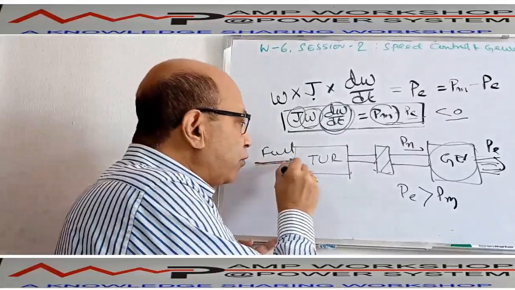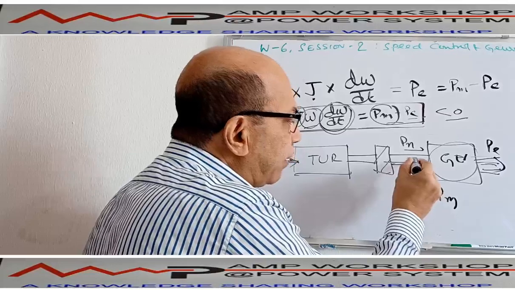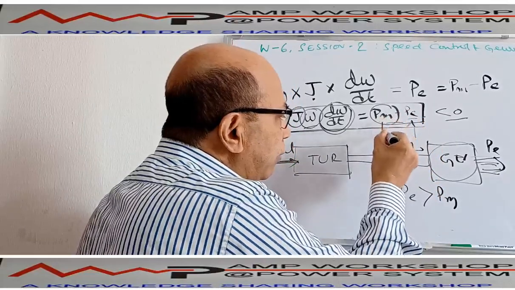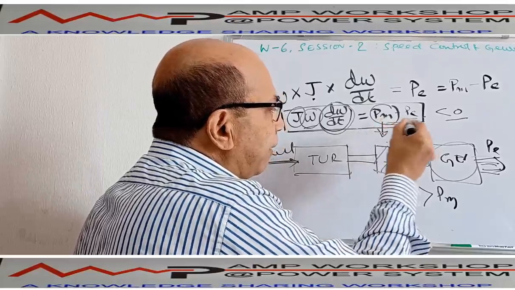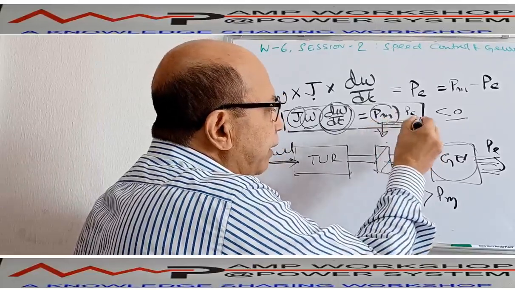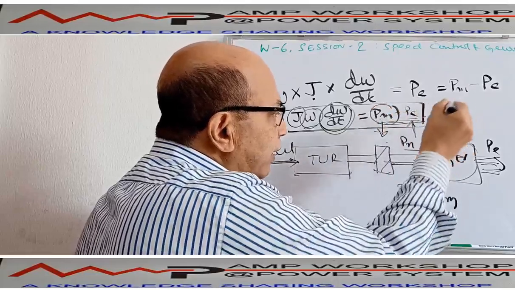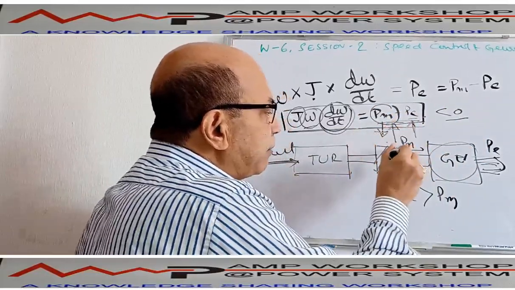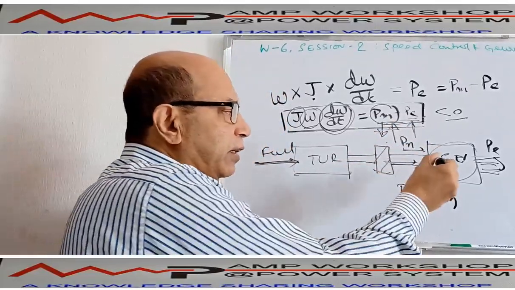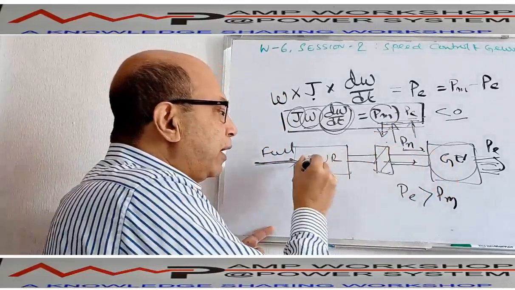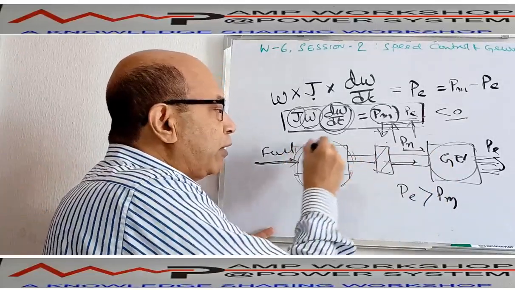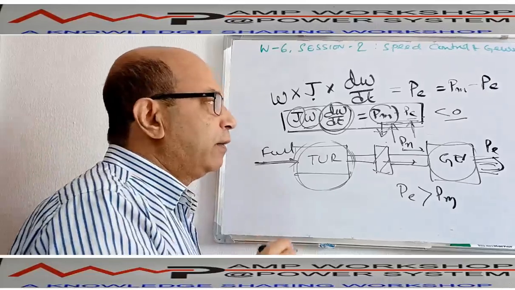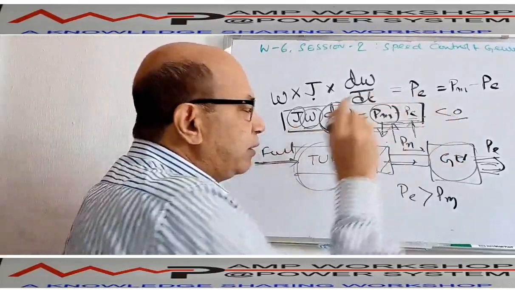If you give more fuel to the turbine, it will produce more mechanical power. So to maintain this equation at the dynamic steady state condition, you have to increase the PM, that is the turbine output, or the generator input. How can we increase it? By more fuel combustion in the turbine. So you have to increase the fuel. In this way, this equation is maintained.